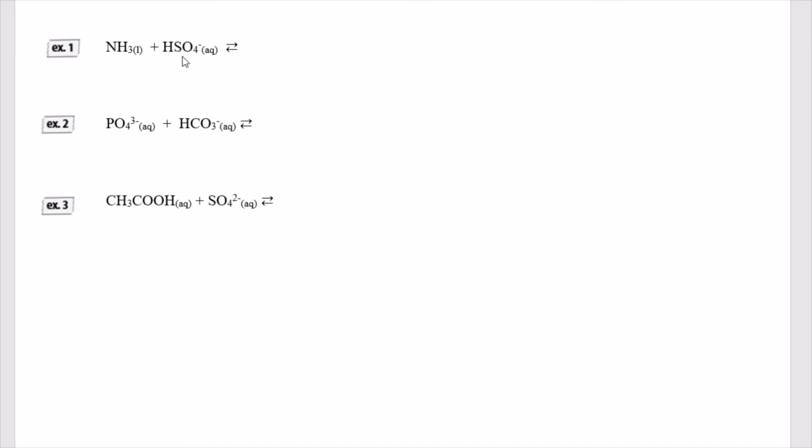We have ammonia and the hydrogen sulfate ion. Now the ammonia would act as a base. The hydrogen sulfate ion would act as an acid. So which way is the proton going to go? It's always transferred from the acid to the base. So that means my products are going to be ammonium because this guy's gained a hydrogen. This guy's lost one, so it'll have turned into sulfate.